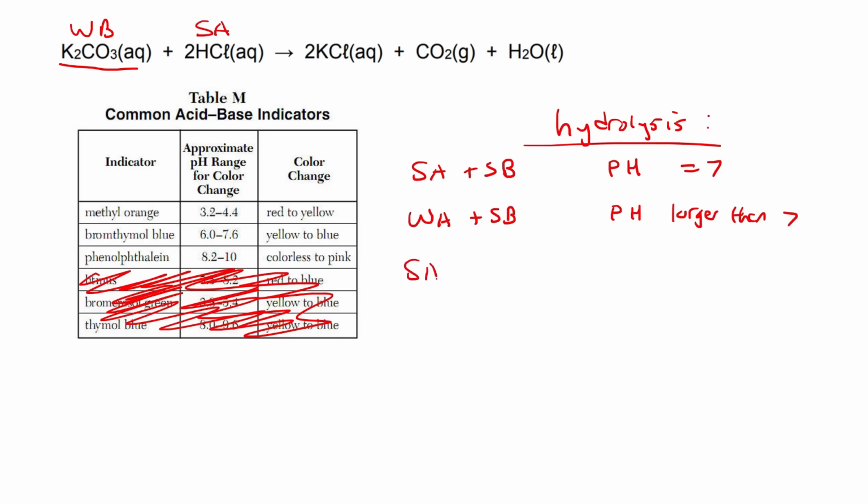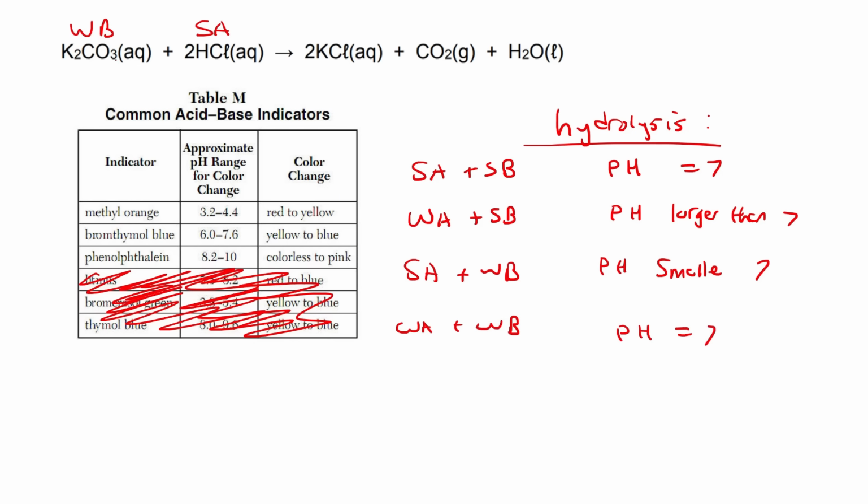Then if you have a strong acid and a weak base, well, then your pH at the end of the titration would be smaller than 7. Because now you have a strong acid, which is acidic, which has a low pH, which would dominate a weak base. And then if you have a weak acid and a weak base, the factors cancel each other out, and you actually just end up with a pH of 7.